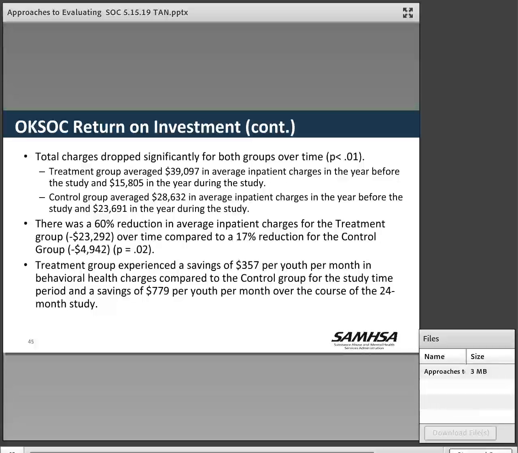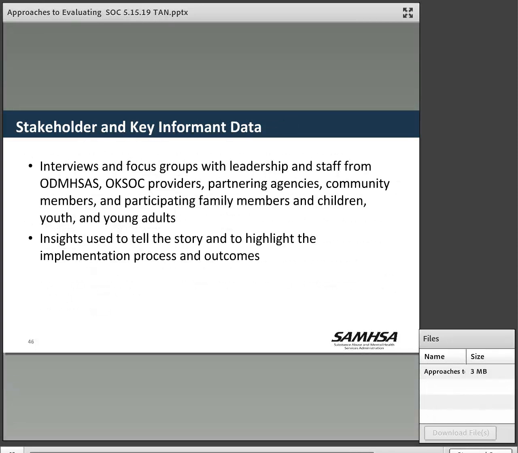The control group averaged $28,632 in average inpatient charges the year before, and $23,691 in the year during the study. There was a 60% reduction in the average inpatient charges for the treatment group over time, compared to a 17% reduction for the control group. That averaged out, the treatment group experienced a savings of $357 per youth per month in behavioral health charges, compared to the control group for the study time period. And if you look at that over the 24-month study, it was $779 per youth.